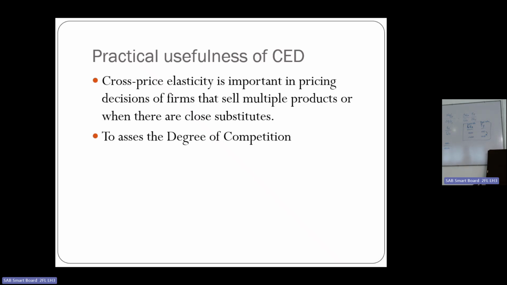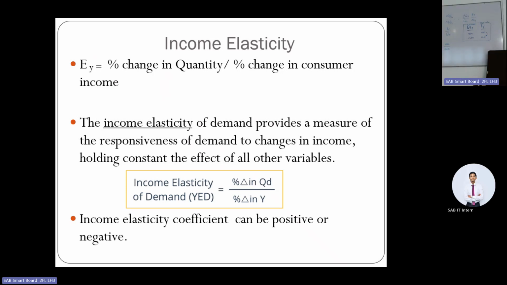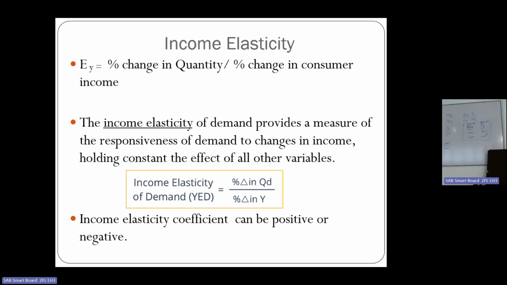So the last one is income elasticity. Now we have taken the price of the product and the price of related goods. Then the last one is the income, the consumer's income. That's also a significant factor. So we need to look at the speed of change in quantity demanded when there is a change in income.